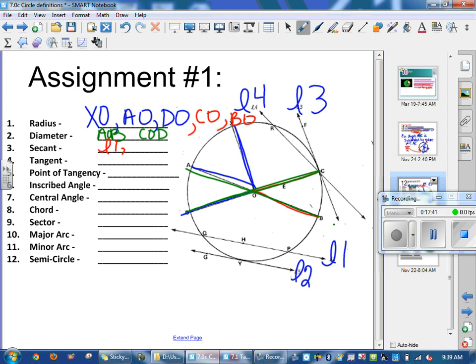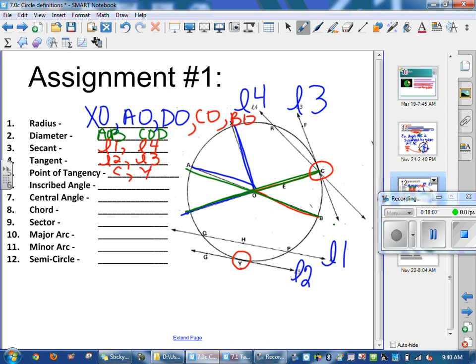Now we want a tangent line. We've got a couple of those. Which ones are tangent lines? Line 2 and line 3, good. Point of tangency. That's where the tangent line is going to touch. What are our points of tangency? C and Y, good. C and Y.